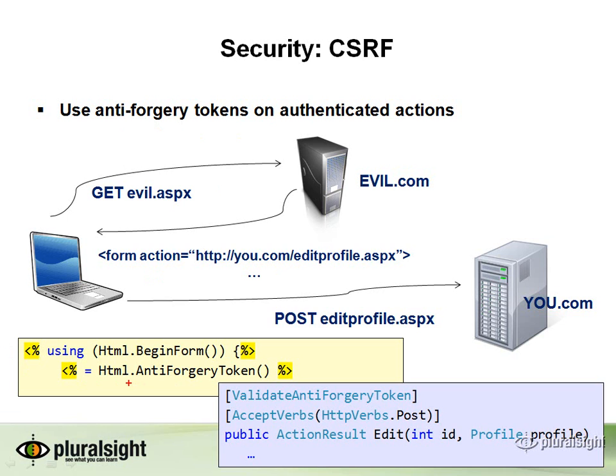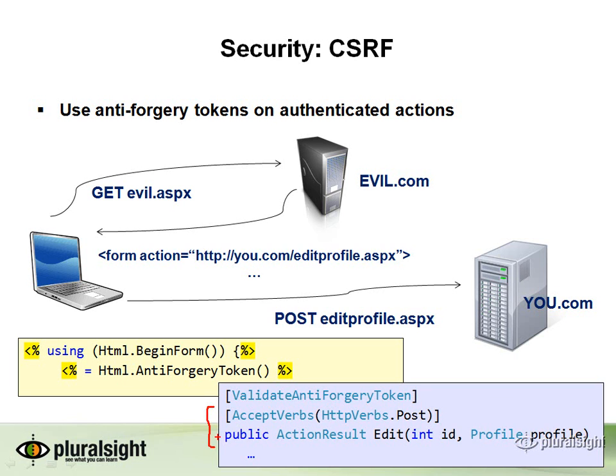Inside of the view, you just use the anti-forgery token HTML helper, and in the destination action that this form is going to post to, you need a validate anti-forgery token attribute. You'll want to use this on any action that is protected and requires an authenticated request.